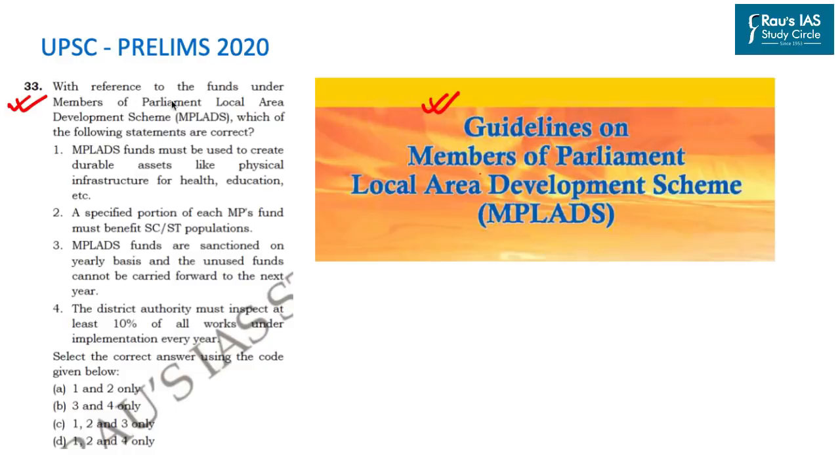Now it says that with reference to the funds under MPLADS, which of the following statements are correct? Statement 1. MPLADS funds must be used to create durable assets like physical infrastructure for health, education, etc. Second, a specified portion of each MP's fund must benefit the SC/ST population. Number 3. MPLADS funds are sanctioned on a yearly basis and the unused funds cannot be carried forward to the next year. And fourth, the district authority must inspect at least 10% of all works under implementation every year.